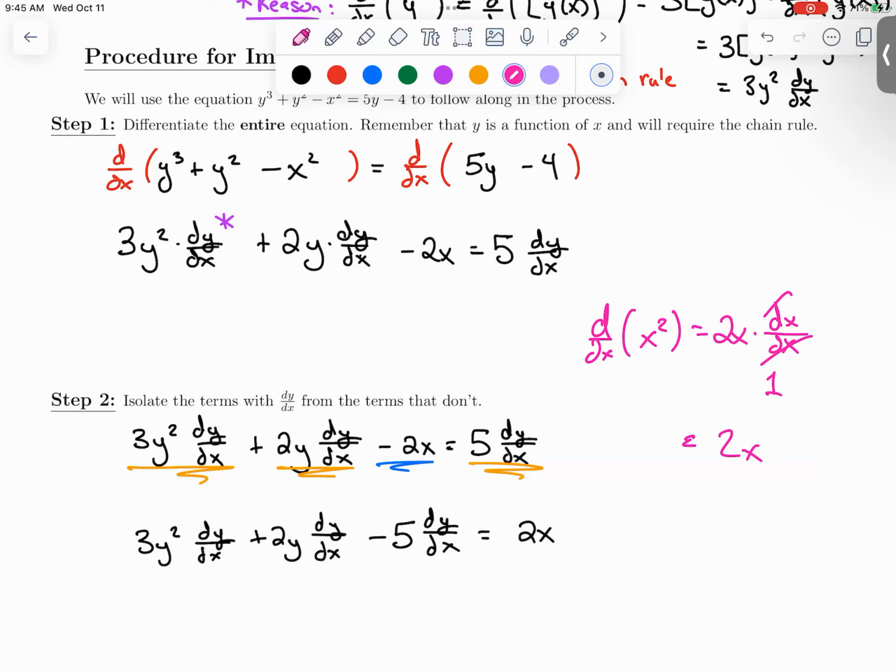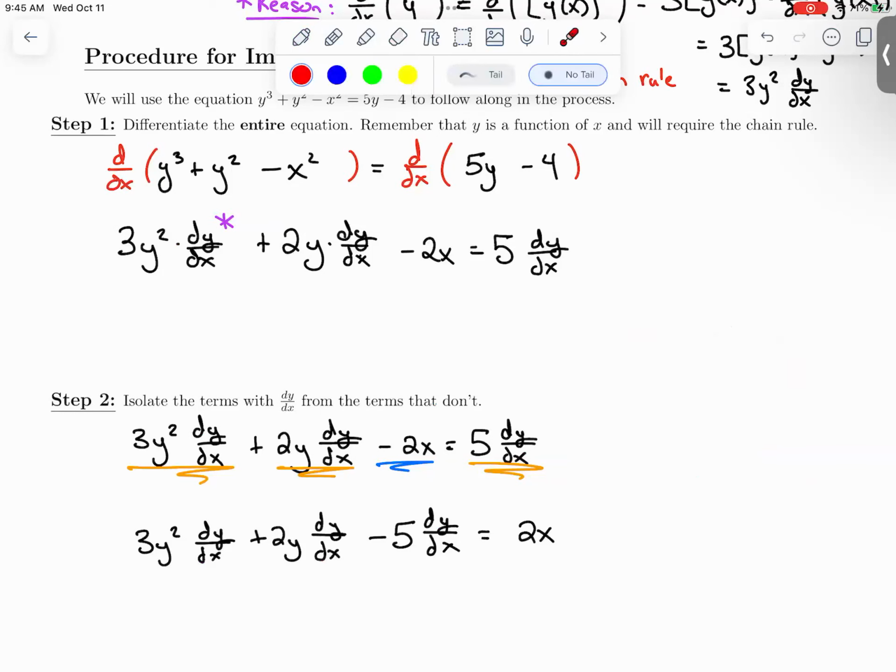That's a reason why, in stark contrast, for the y squared, you're taking the derivative of y with respect to x. So y is a function of x. Does that make sense? Yeah.